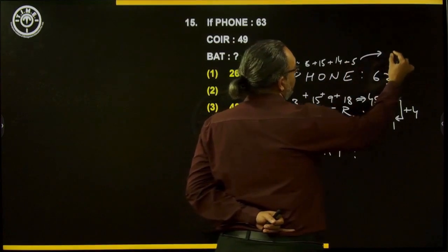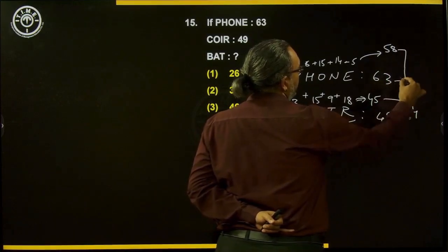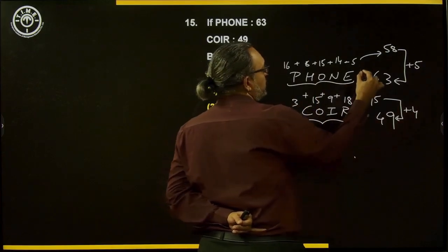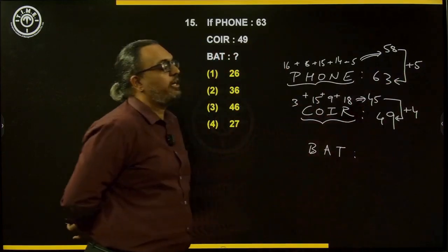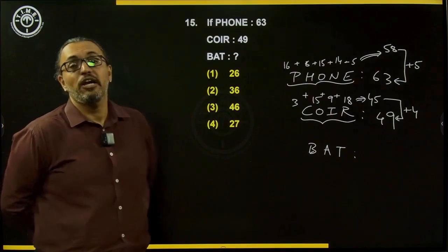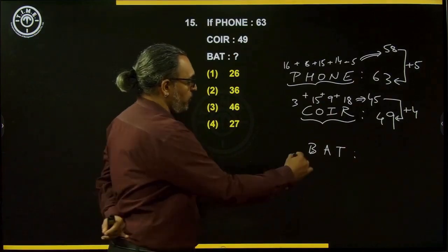So you have 58. And now here you are adding 5 more, because the number of letters in this is 5. So 58 plus 5, 63. So you get your logic. It is the sum of the place values plus the number of letters, and that's what you do.